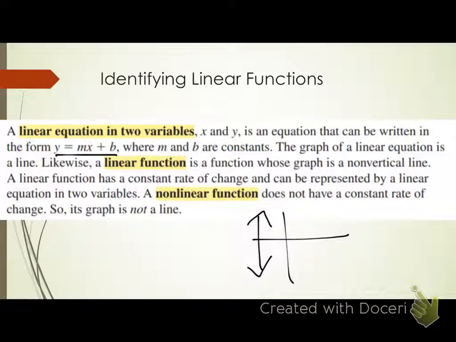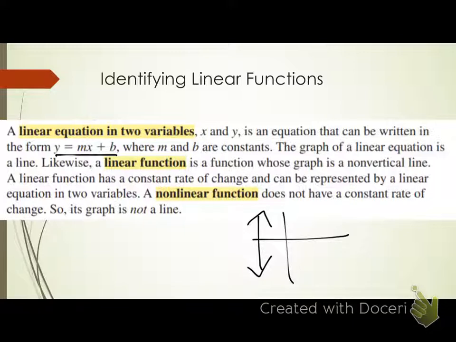A linear function has a constant rate of change. Can anyone tell me another word for rate of change? Slope. Rate of change just means slope. So, a linear function has a constant rate of change or a constant slope, and can be represented by a linear equation in two variables. A nonlinear function does not have a constant rate of change. It does not have a constant slope. So its graph is not a line.